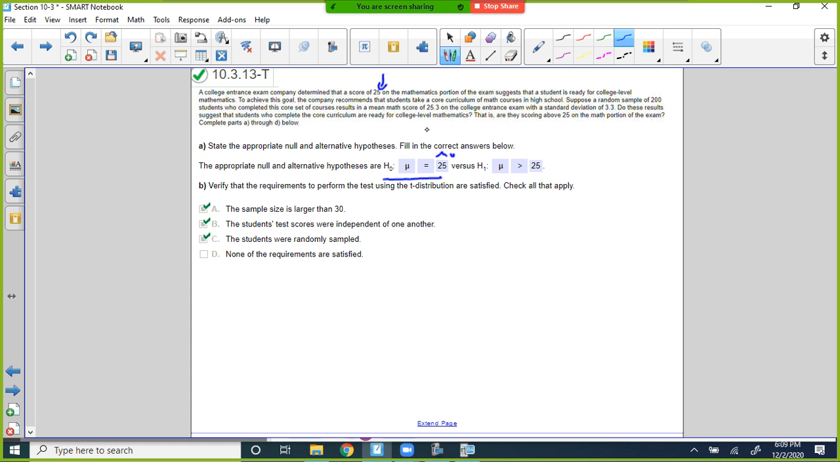Now, we keep reading. They give us a sample. They say, okay, it's a sample of 200. We got an X bar of the sample of 25.3. We got a standard deviation of the sample of 3.3. Reading this. Now, does these results, the last sentence, suggest that students who complete this core curriculum are ready for college math? That is, are they scoring above 25?